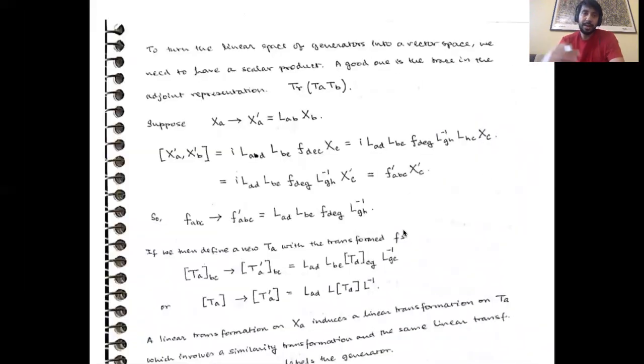All right. Now let's turn to trying to see how to go from a linear space to a vector space. So what we need to do there is also define something which is a scalar product, right? A good one here is the trace in the adjoint representation. So let's look at the X's, and let's look at a transformation X_A prime, which goes to some L_AB into X_B. So what is happening with X_A primed, X_B primed? If we do this and look at the algebra, let's just go through this. You just need to turn the things around in your head, and this is what you'll get.